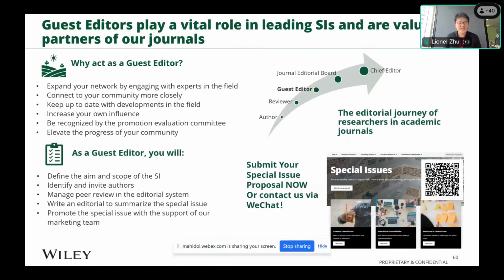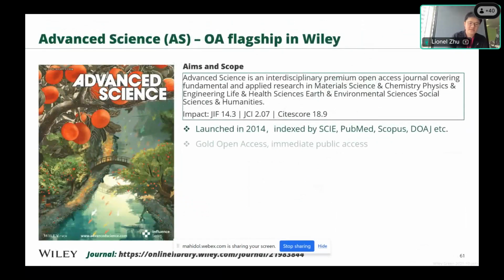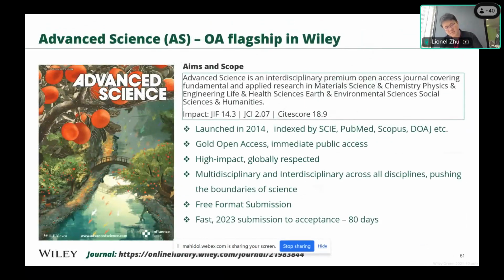The last section is about some of the titles in the life science team. With this slide, I'm just trying to say you are very welcome to apply for a special issue, working as a guest editor. Then I'm going to start with some promotions. First is Advanced Science. This is our flagship journal, with a very well-established editorial board, and we have high criteria for all the papers that can be published there.